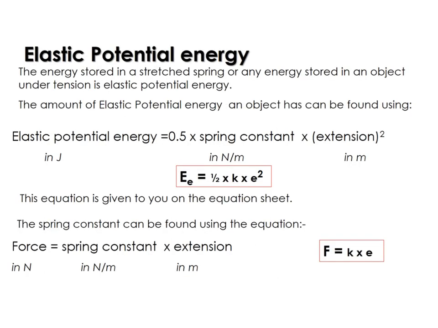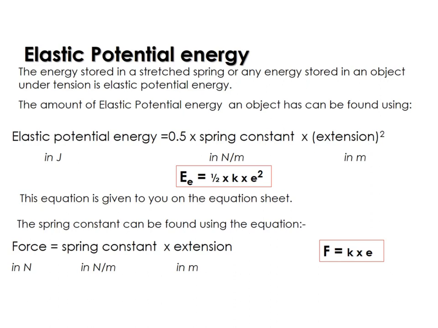So we now move on to elastic potential energy. Remember that the elastic potential energy is the energy stored in a stretched spring or the energy stored in an object under tension. You can be expected to calculate the amount of elastic potential energy an object has, and that can be done using the equation that you will find on the formula sheet. Remember, this equation is given to you on the formula sheet. You will not be expected to remember it.